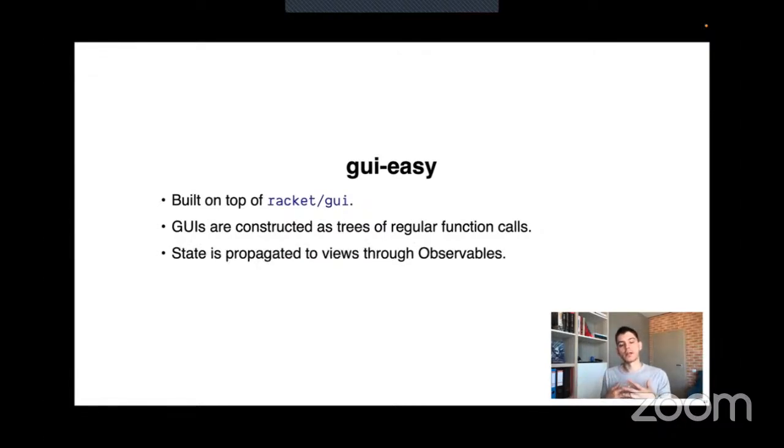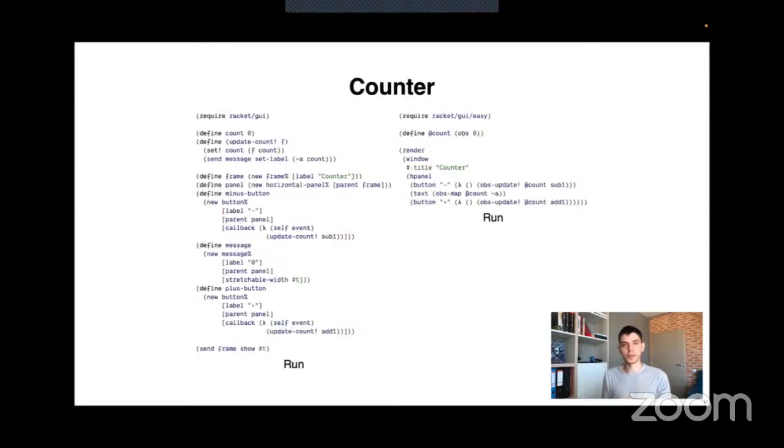And secondly, by providing an abstraction for keeping track of state within an application and automatically propagating state changes to the views that depend on those particular bits of state. This also means it's less flexible than Racket GUI. In particular, you cannot opt out of the state management abstraction.